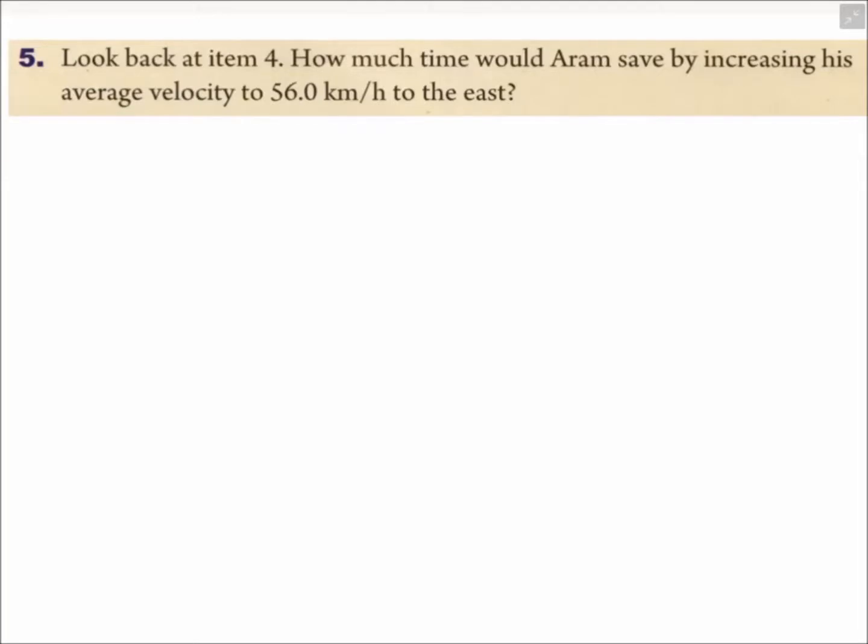In this question it says look back at item 4. How much time would Aram save by increasing his average velocity to 56 km per hour to the east? And previous question time was 3 hours. Now in this question I am going to calculate time, and I will subtract time between them, and I will find the saving time.